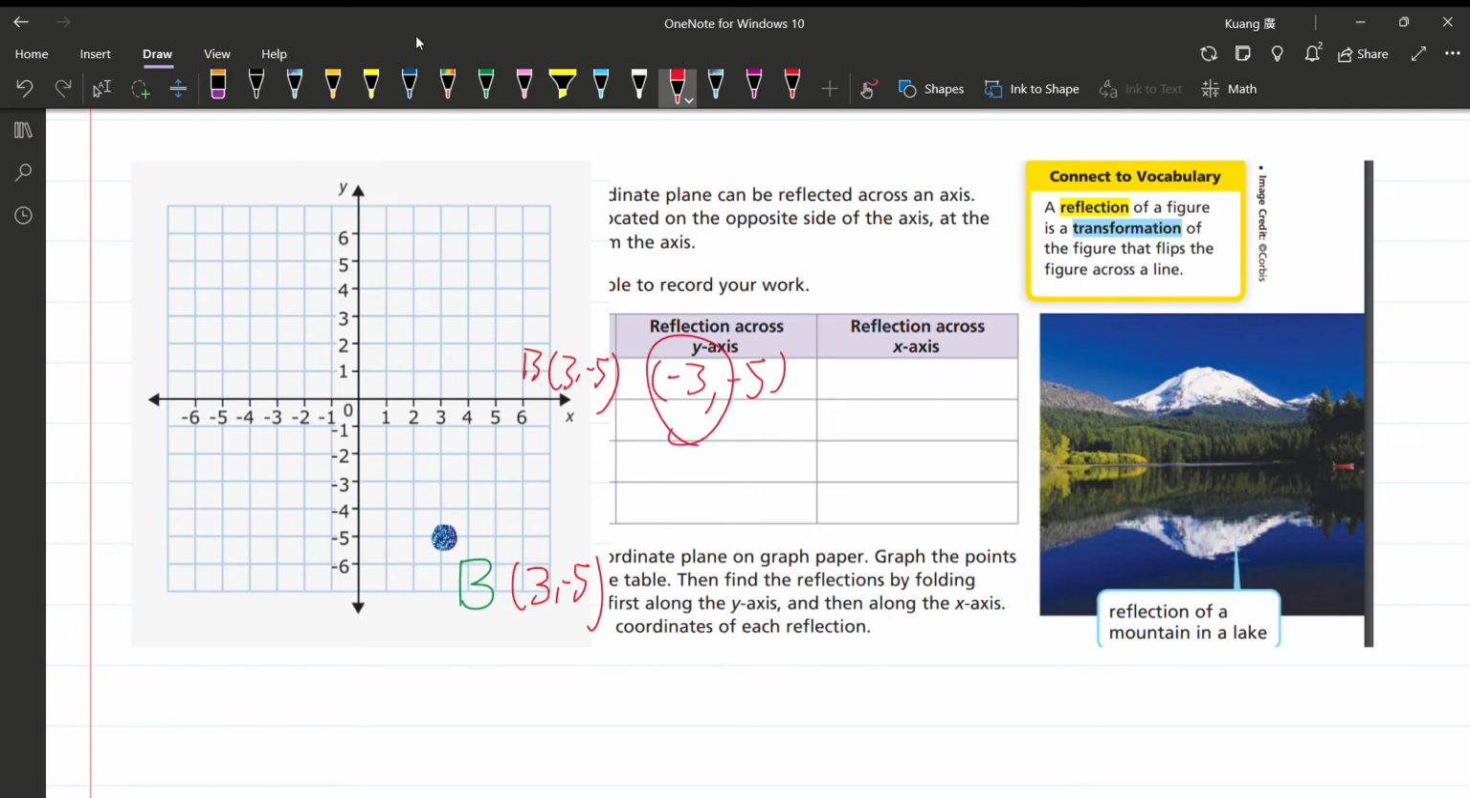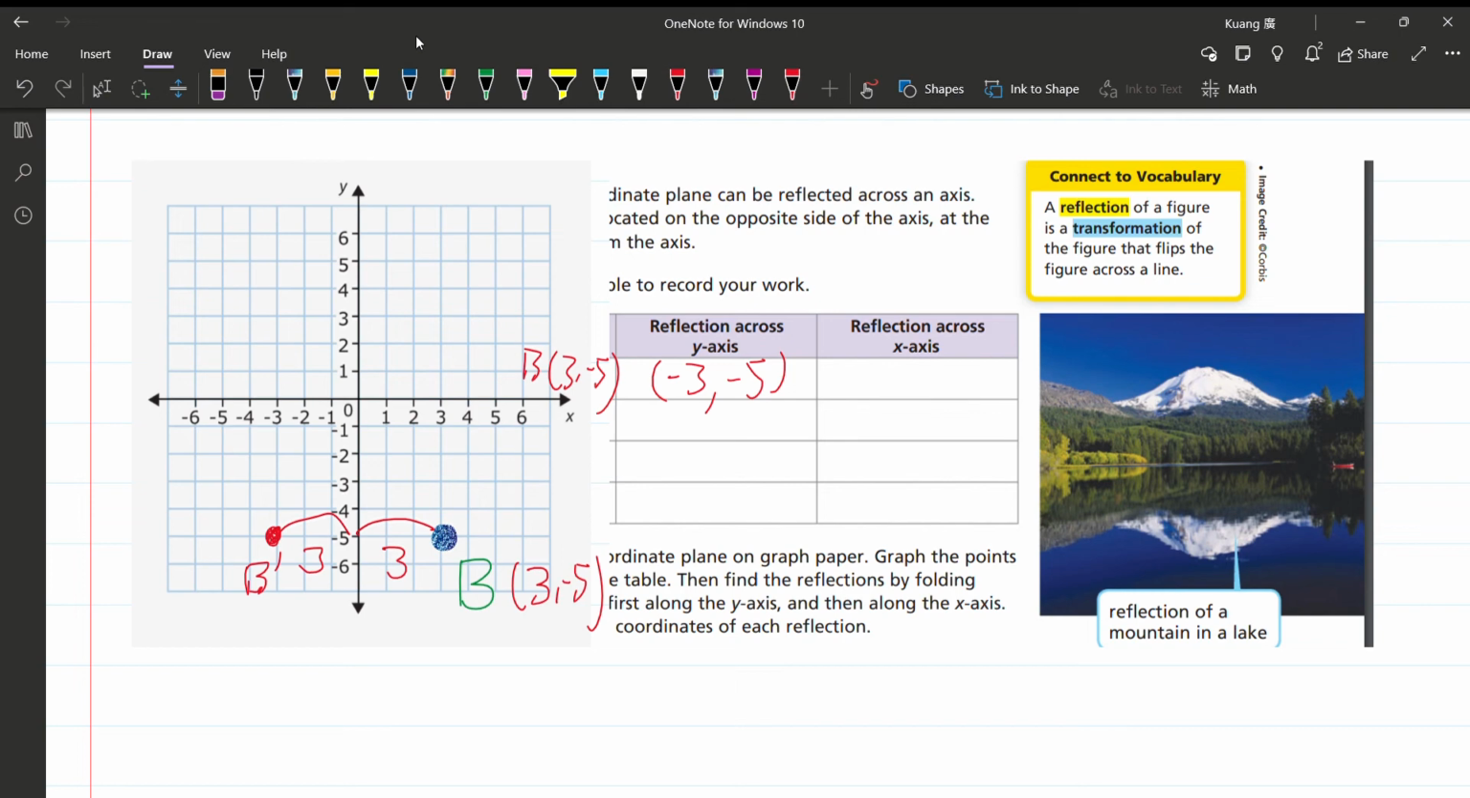Let me plot this point. So -3 means go to the left 3 units. -5 means go down 5 units. 1, 2, 3, 4, 5. Okay, it's here. They have the same distance to the y-axis, just like jumping over the y-axis. So this B prime is the reflection of B across the y-axis.